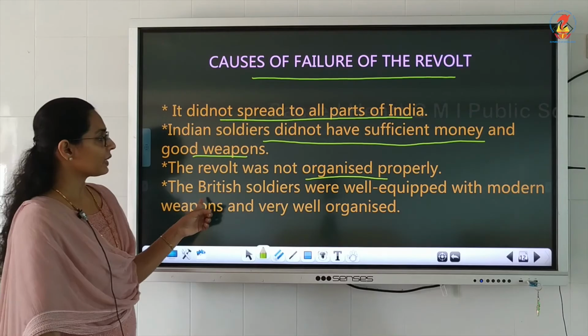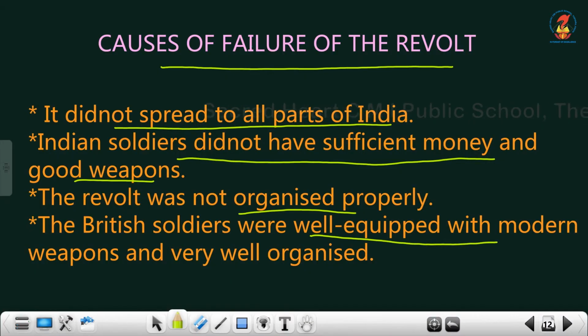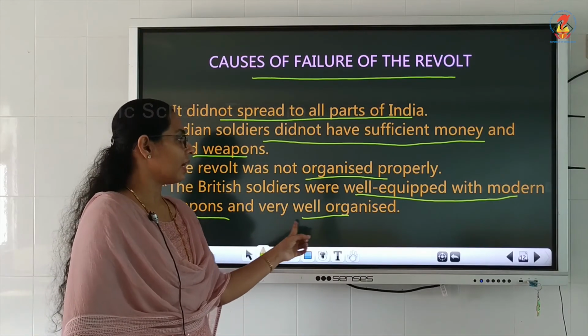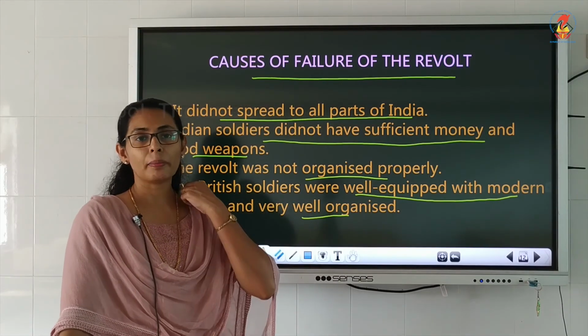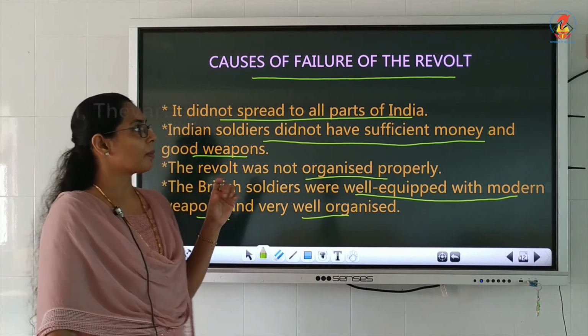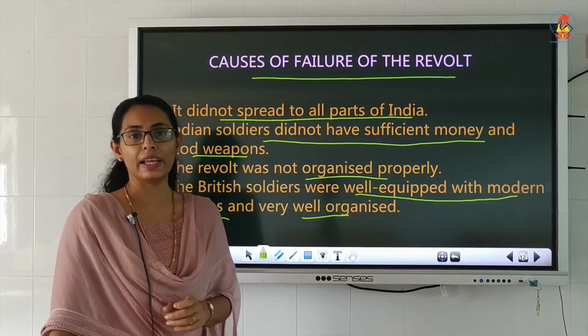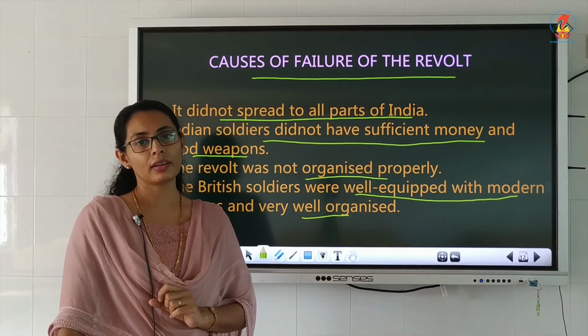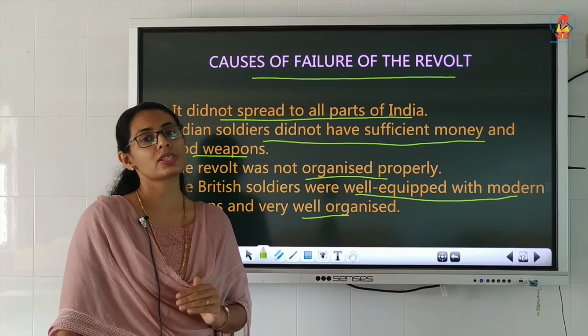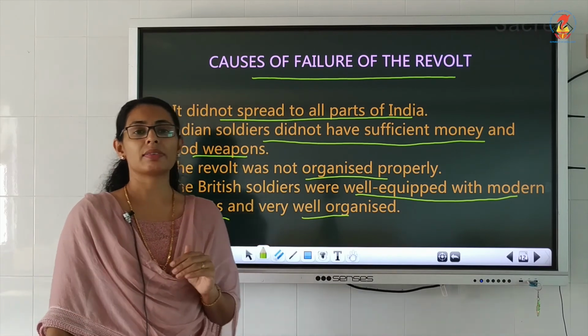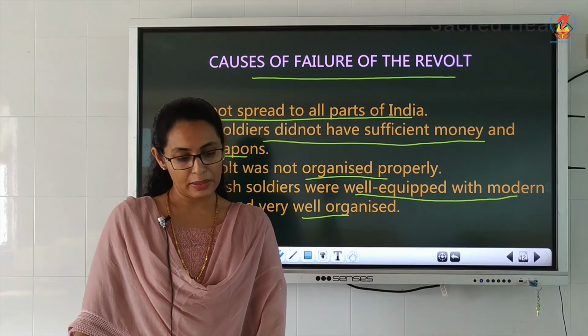Then the British soldiers were well equipped with modern weapons and they were very well organized. They had modern equipment and were very well organized by the British. So these are the major reasons for the failure of this revolt. But in history, this revolt is known as our first war of independence.